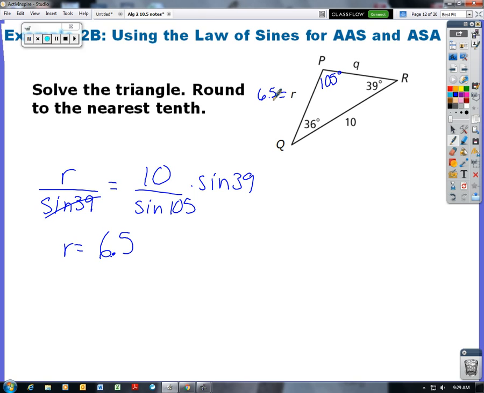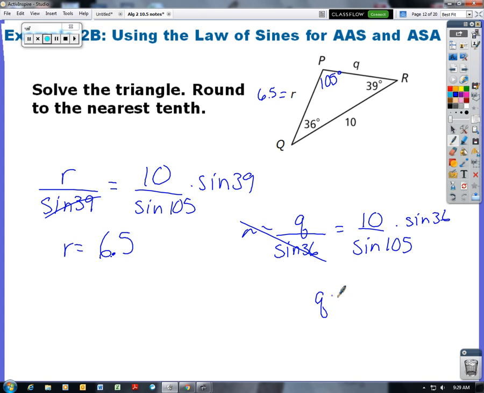Now I can find Q. Let's come over here. Q over sine of 36 equals, I'm going to use 10 over sine of 105 again. So I'm going to be multiplying both sides by sine of 36. Sine of 36 here, it'll cancel. 10 sine of 36, enter, divided by sine of 105. I'm doing this on my own calculator, and I'm getting Q equals 6.1 when I round to the nearest tenth.